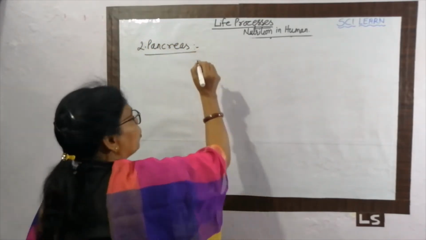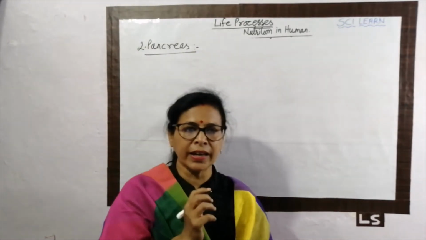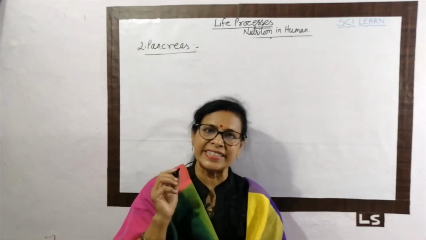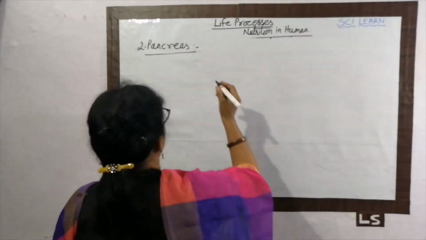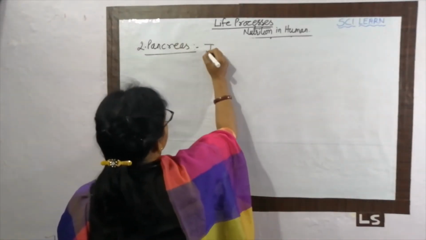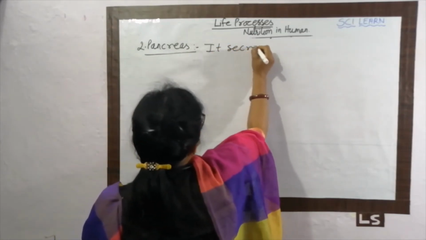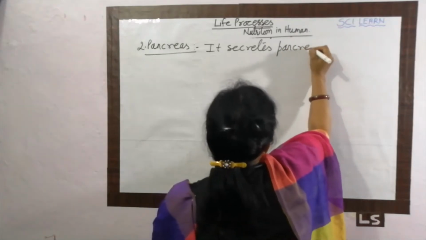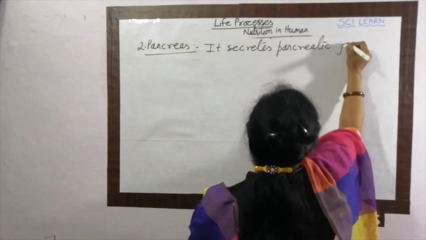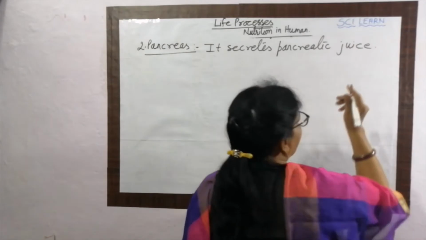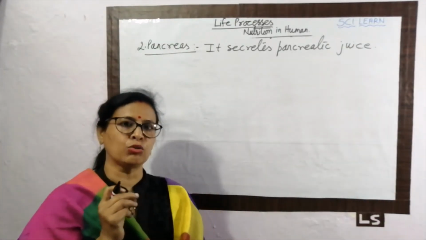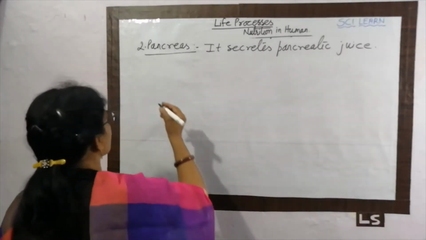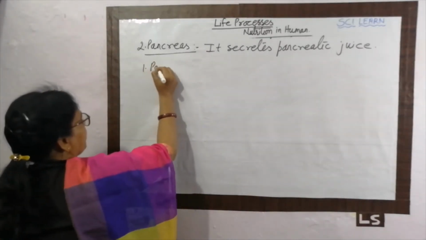Now what is the importance of pancreas? It secretes pancreatic juice. Now, what is the role of pancreatic juice? Pancreatic juice contains three types of substances. First is called pancreatic amylase.